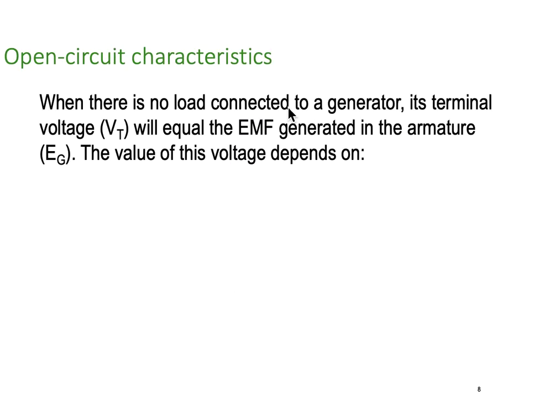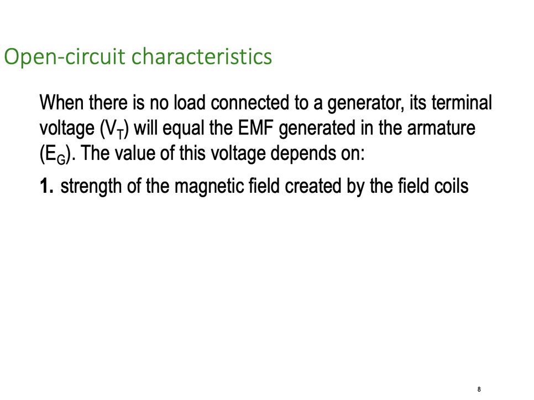So now we understand the basics of how the generator works. We've looked at it as a physical generator, as a connection diagram, and now as an equivalent circuit diagram. Let's look at the open circuit characteristics of our generator. When there's no load connected to the generator, its terminal voltage, VT, will equal the EMF, the electromotive force, generated in the armature, which is the value of EG. And the value of this voltage depends on the following.